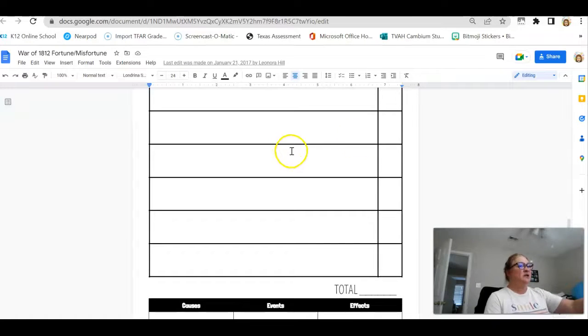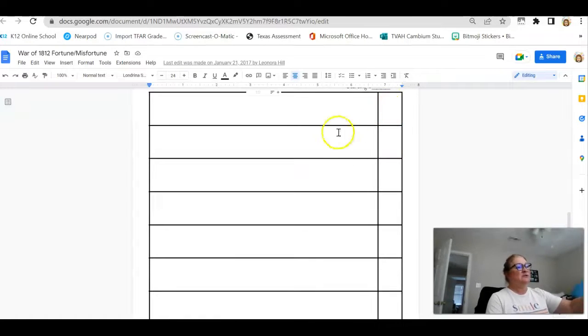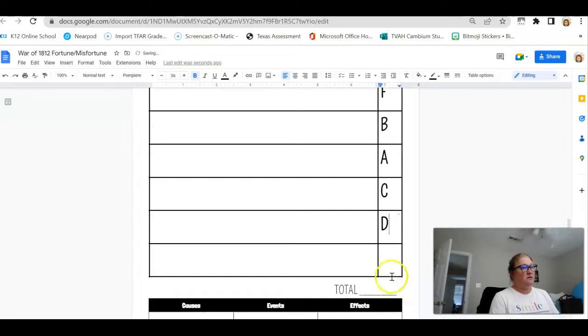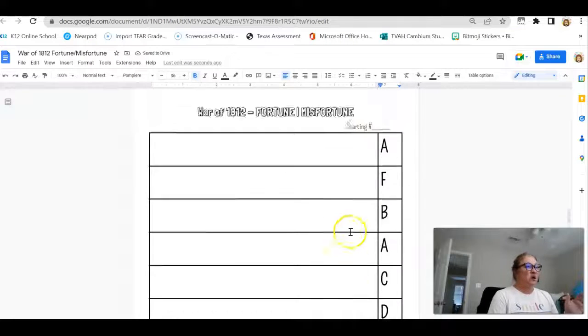So there's 7 entries. What I would have them do is just number their paper like A through F, and they can be in any order. So you could do A, F, B, A, C, D, oh, no, E, sorry, A, whatever. Okay, so you just start with that.